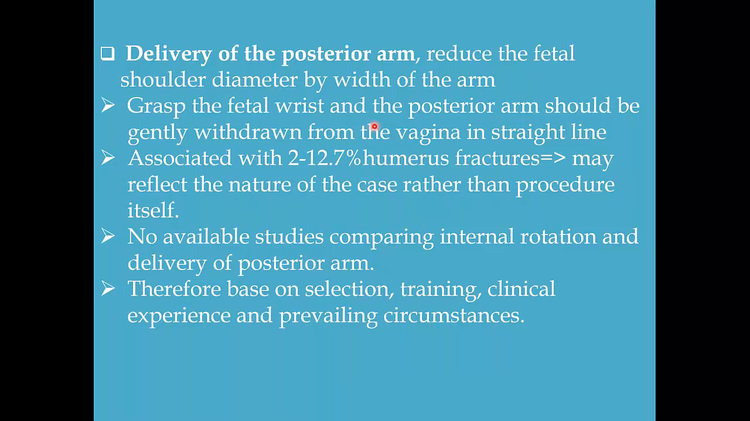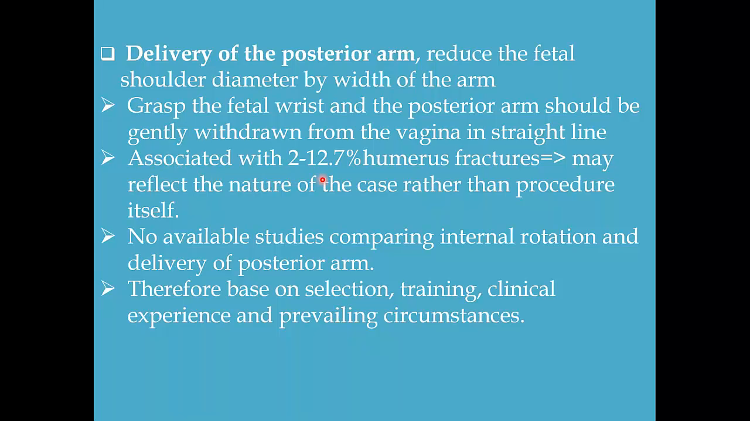If you do McRoberts maneuver and it failed, suprapubic failed, and all three internal maneuvers failed, you will do delivery of the posterior arm. Delivery of the posterior arm reduces the fetal shoulder diameter by the width of the arm. Clasp the fetal wrist, and the posterior arm should be gently withdrawn from the vagina in a straight line to avoid fracture of the hand.